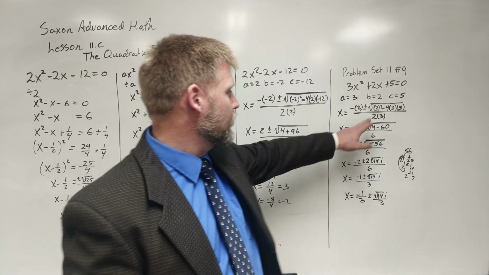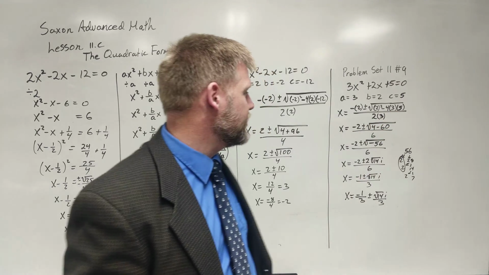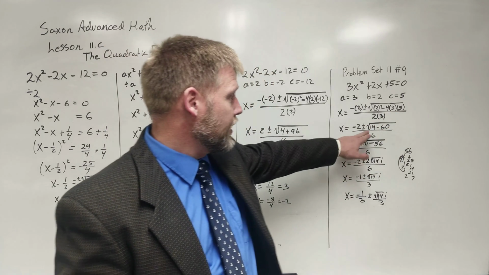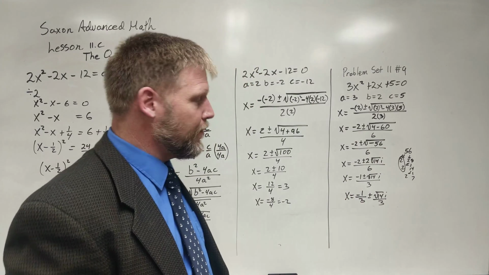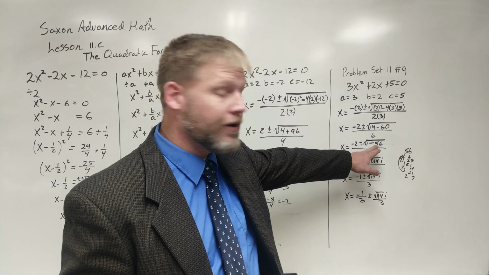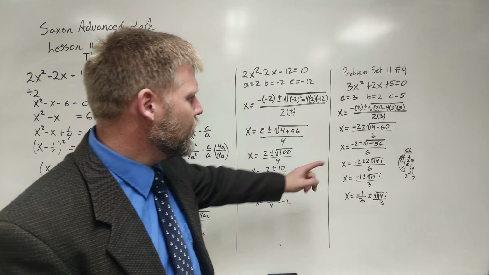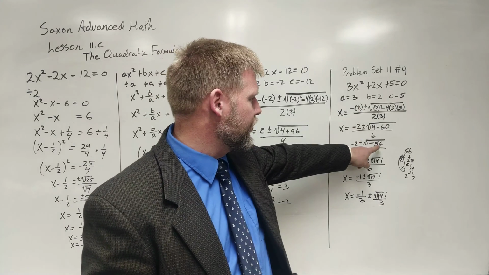Once I do that, I start working these out. 2 squared is 4. Negative 4 times 3 times 5, negative 60. This is where it gets interesting because 4 minus 60 is not a positive number. It ends up as a negative 56. And now I have an imaginary number, right? Because the root of a negative number is imaginary. So if I start reducing this down, I end up with 56.